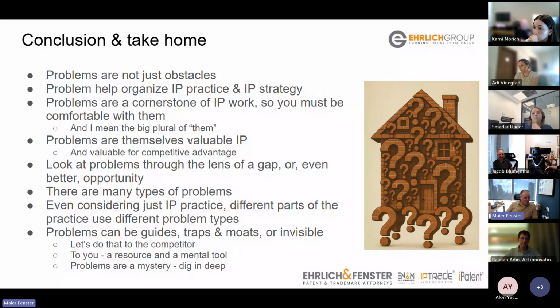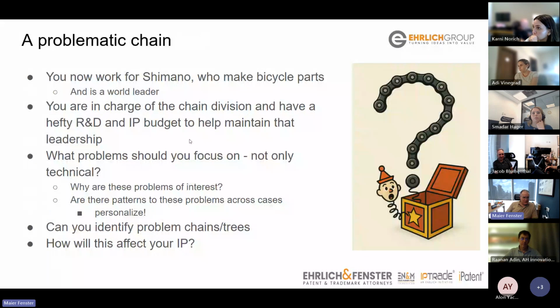Let me give you an example of how this could happen for you. Let's say you work for Shimano. Shimano makes bicycle parts. It's a world leader. They put you in charge of the division that makes bicycle chains. And they tell you, here's your budget, maintain leadership.